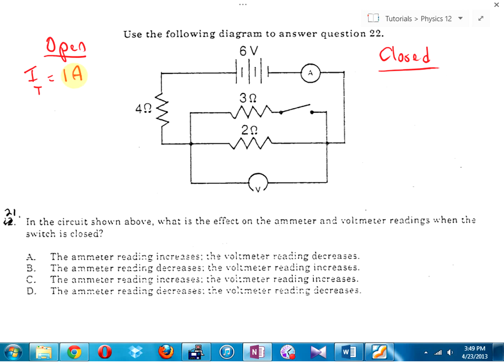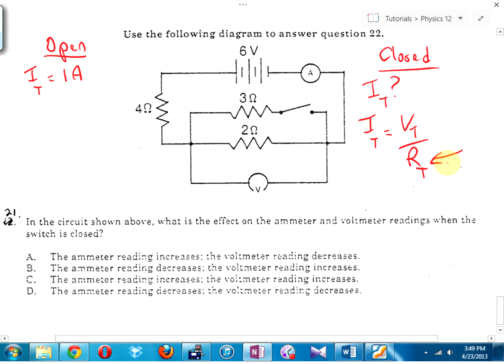Now, when you close that switch, what you're really asking is, since total current is EMF divided by total resistance, does that resistance get bigger or smaller? Whether that gets bigger or smaller is what's going to determine whether total current gets bigger or smaller, because that 6 volts is going to stay the same, because they didn't give me any internal resistance. That 6 must be the EMF.